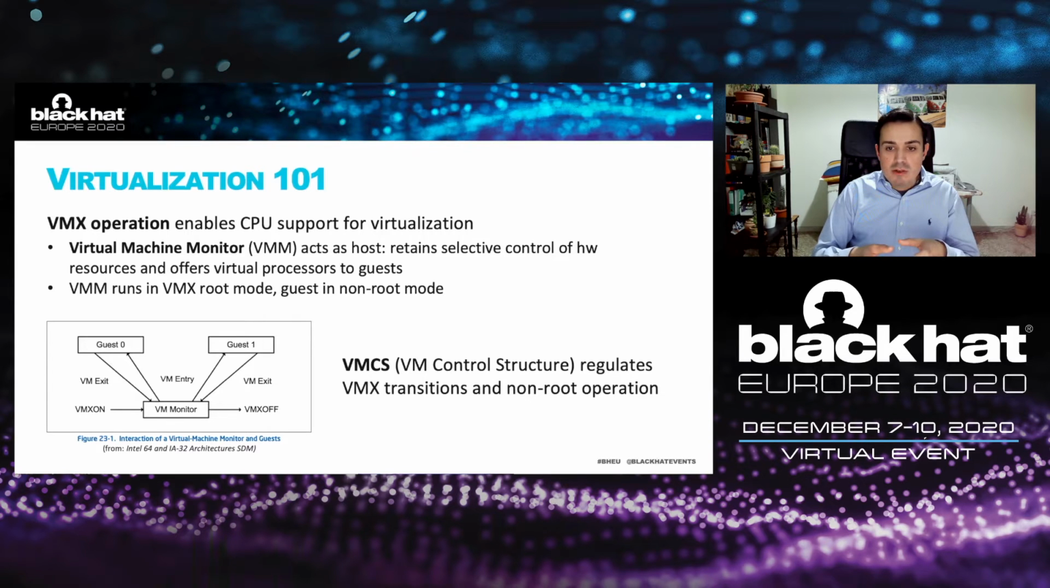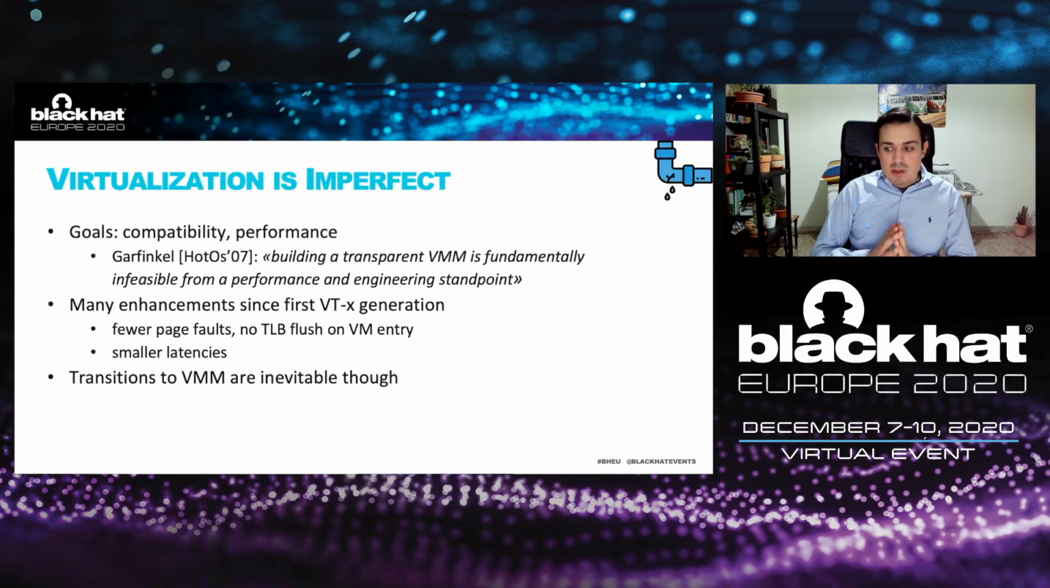There is a virtual machine control structure that regulates the transitions between root and non-root mode. This is important because there are some operations or events in the guest that require VMX root mode. So what happens is that there is a VM exit event, the VMM takes over, and once the monitor has finished, there will be a VM entry event back into the guest. Hardware-assisted virtualization has been conceived for high performance and compatibility.